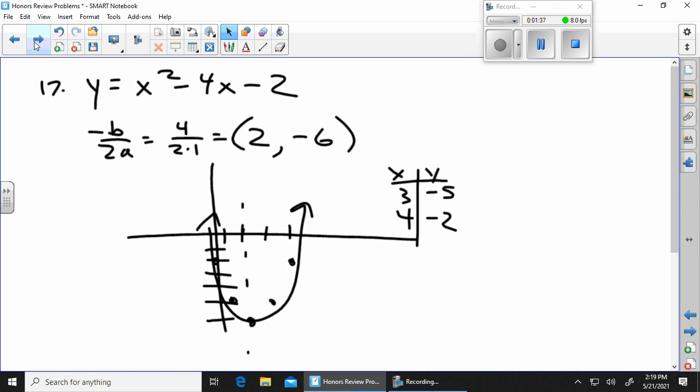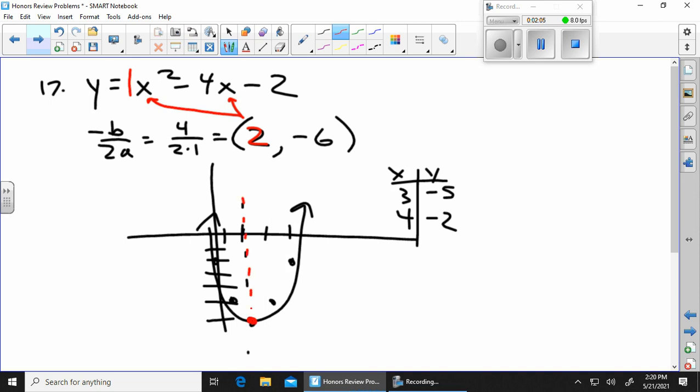17, I have a parabola because I have a quadratic. So the way we did that was the opposite of b over 2a. So I did 4 over 2 times 1. That gave me 2. Then I plugged 2 in, and I got negative 6. So that gave me that point.